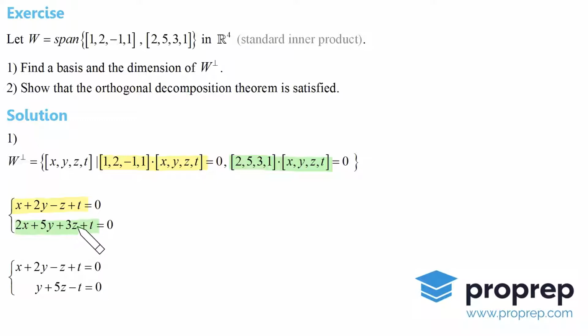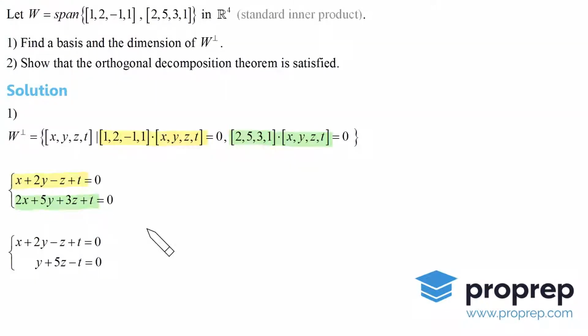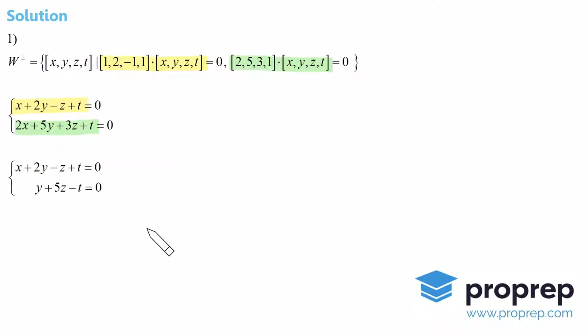We could solve it with matrices. I don't think there's any need to. We can bring it to row echelon form in the equation form. What I do is subtract twice the first row from the second row, and that will give us this. 2x minus x is nothing, 5y minus 2y is y, and so on.